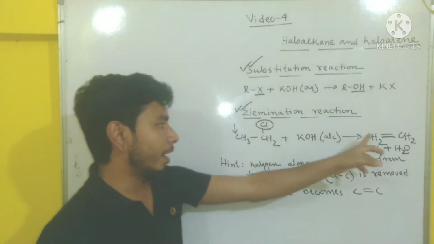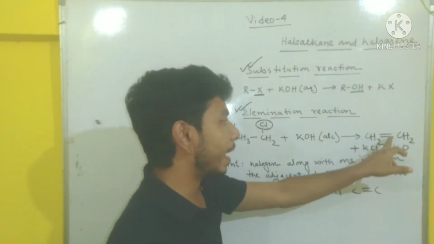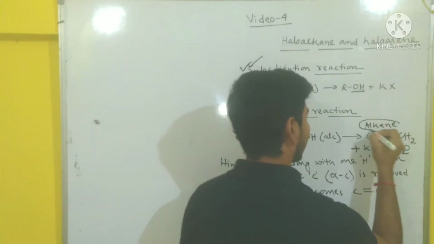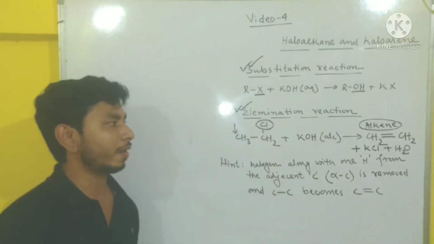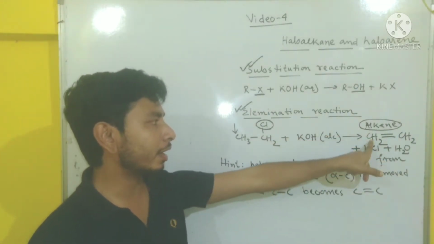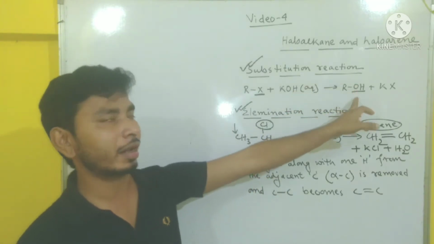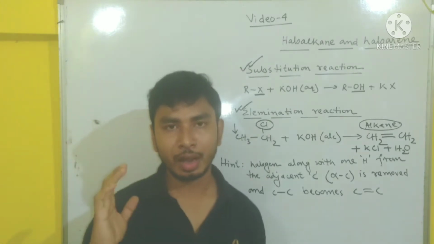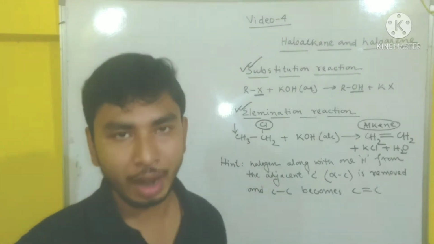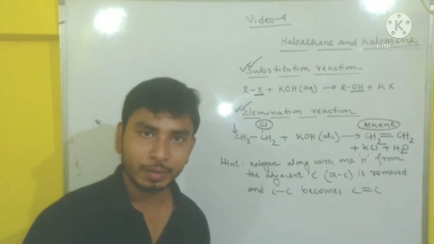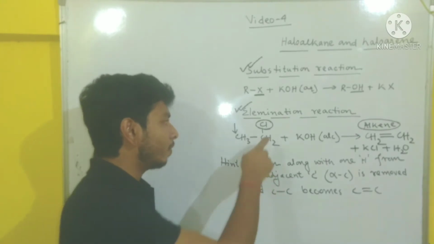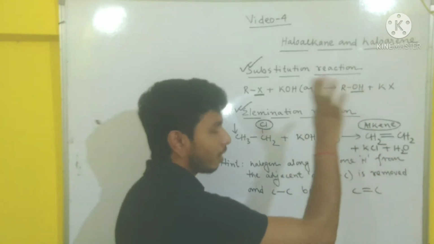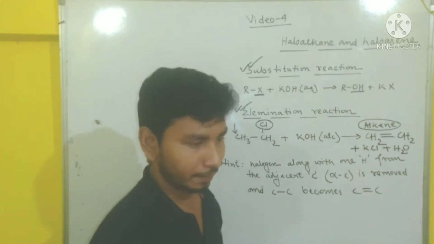So this is the product. The double bond is there, so it is an alkene. So if we use alcoholic KOH, we get an alkene. If we use aqueous KOH, we get an alcohol. So this is the elimination reaction. In elimination reactions, the halogen and one hydrogen from the adjacent carbon, which is called the alpha carbon, are removed, and the carbon-carbon single bond becomes a carbon-carbon double bond, that is, an alkene is generated.